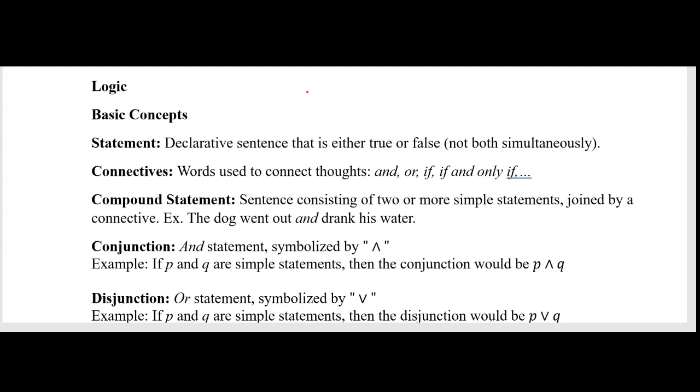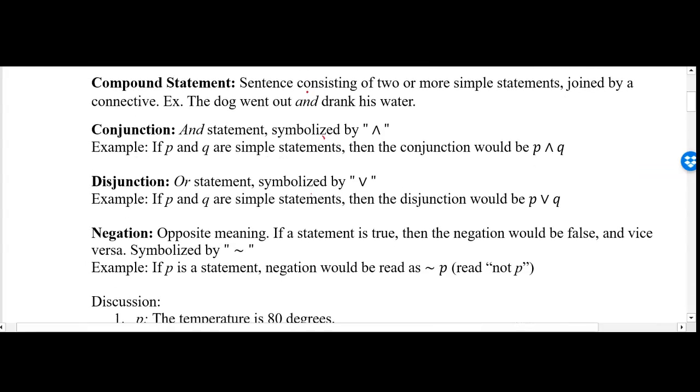For example, the dog went out would be a statement. The dog drank his water, that's another statement. It becomes a compound statement when we put it together with the word and. The dog went out and drank his water. That's automatically now a compound statement. But we also have words for and and or, and we call the and statement a conjunction.